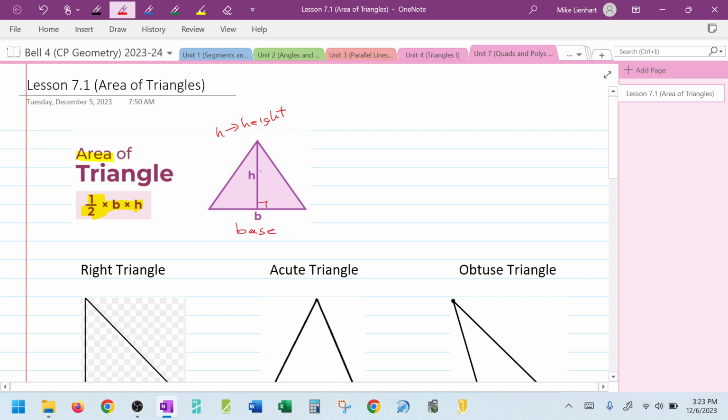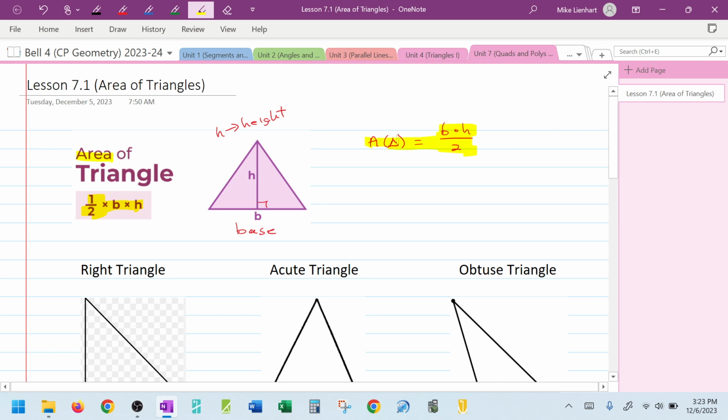That's your height. Now, the formula that I always like to use for area of a triangle is, I'm going to abbreviate it here: Area of a triangle is equal to B times H divided by 2. It's the same formula as what they give us here. It's just a different way to look at it.